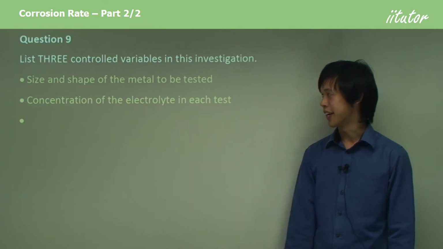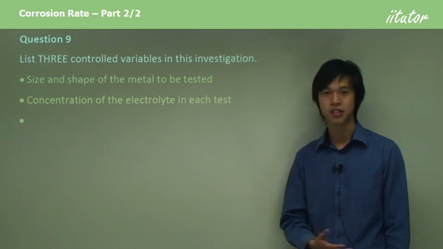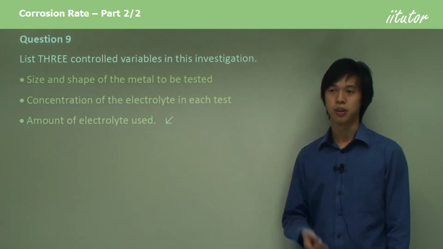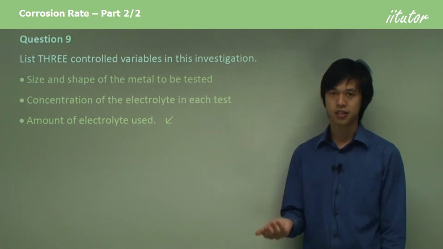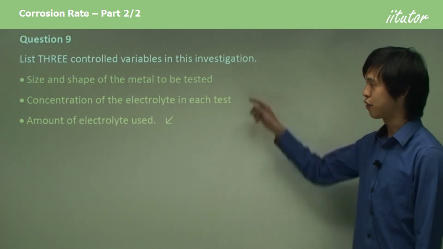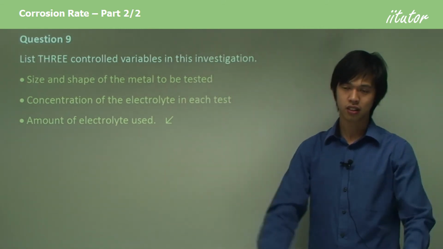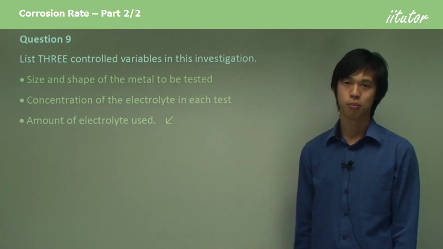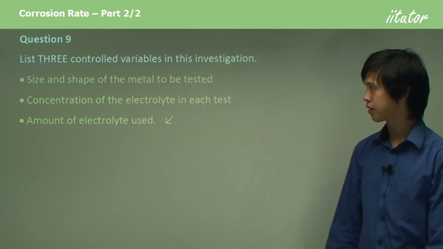The concentration of the electrolyte in each test, that's pretty easy to control. We can do that quite easily. And also the amount of electrolyte used. We want to make sure the amount of electrolyte is the same for each test. Okay? Otherwise it's not very valid. That'd be like, so for this one in particular, it'd be like saying, here's a chunk of steel, put in water, and then here's a tiny piece of magnesium and put it in the water. You can see that that wouldn't be a very valid test. Okay?